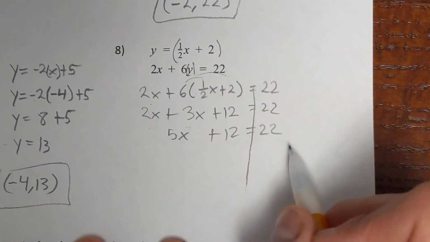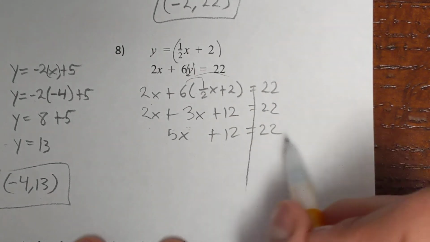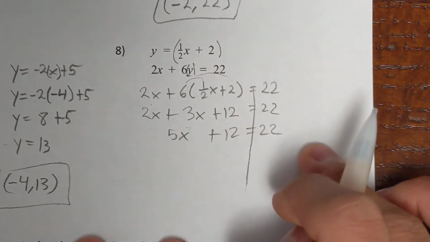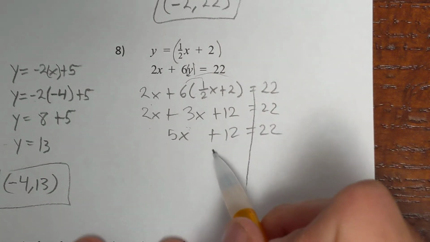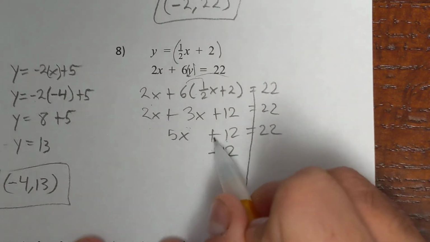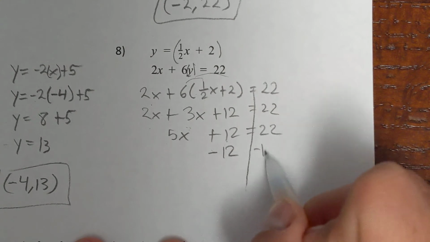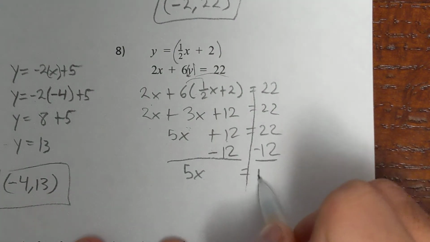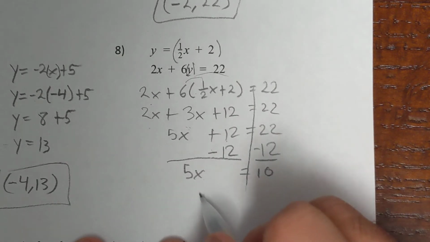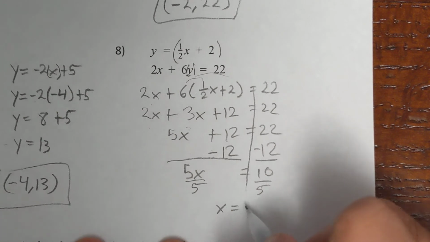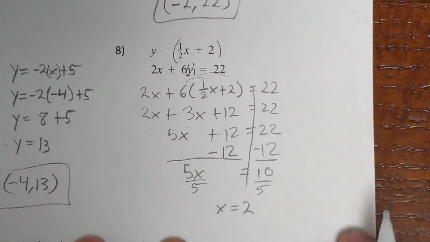Now I have to eliminate a variable, but one of the variables has already been eliminated. On the right side, there's no variable. So that means on the left side, I have to eliminate my constant, which is 12. So I'm going to do the opposite of plus 12, which is minus 12, to both sides. I get 5x is equal to 10. Divide by the coefficient, which is 5. And I get x is equal to 2.